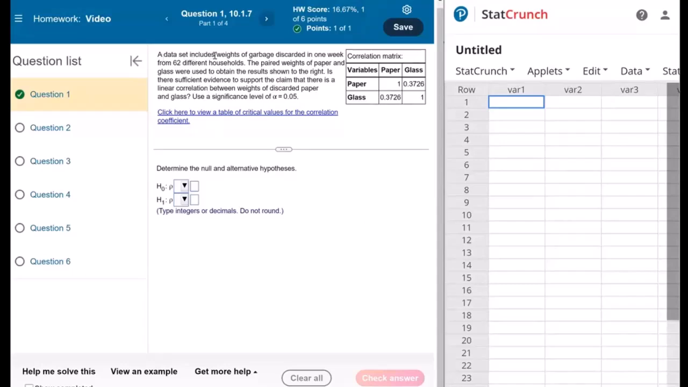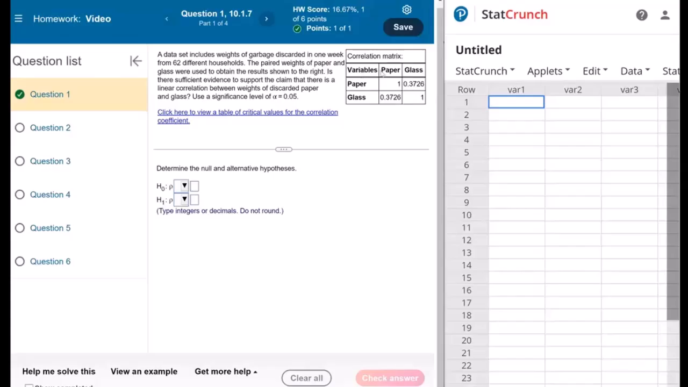A data set includes weights of garbage discarded in 1 week from 62 different households. The paired weights of paper and glass were used to obtain the results shown to the right. Is there sufficient evidence to support the claim that there is a linear correlation between weights of discarded paper and glass? We use a significance level of 0.05.